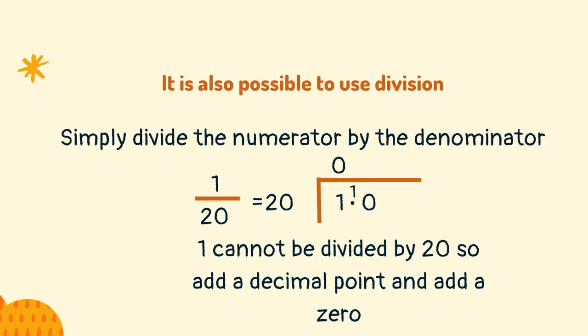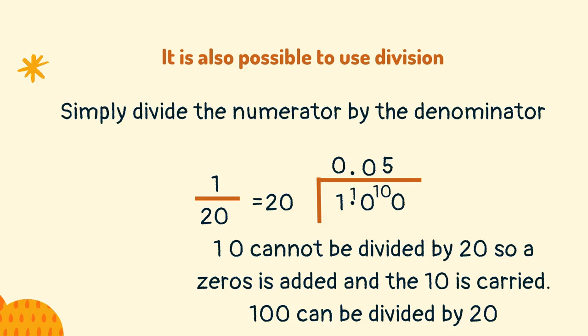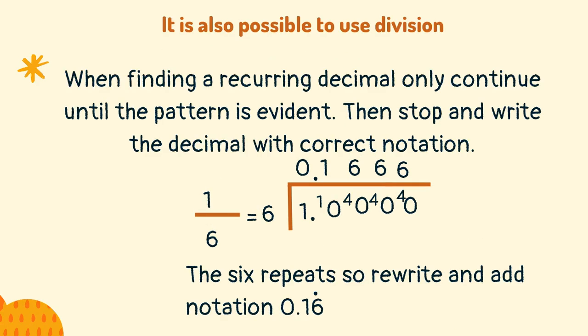You can also divide the numerator by the denominator. Simply divide the numerator by the denominator. You may have to add zeros after your decimal point. When finding a recurring decimal, only continue until the pattern is evident. Then stop and write the decimal with correct notation.